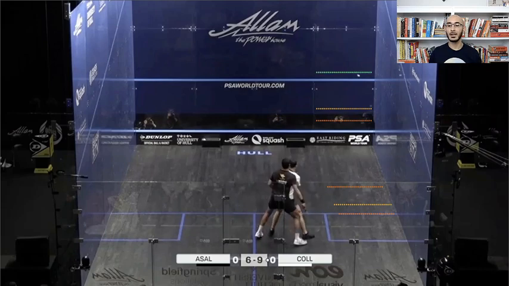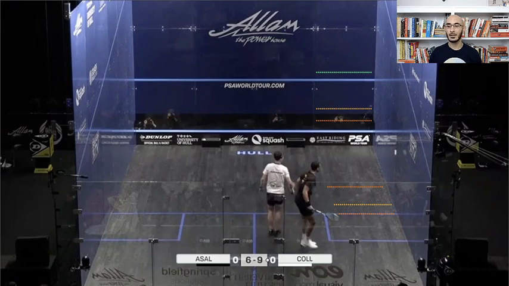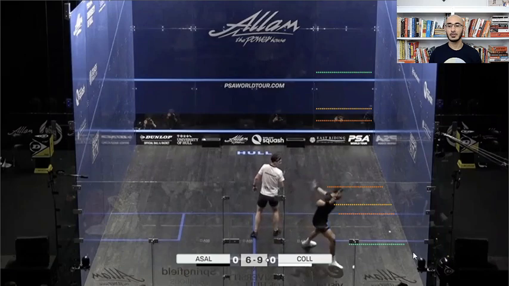And then Coll finally puts a little reset by aiming just above the service line and getting the ball to bounce just behind the service box. And now he's settled on the tee, and Asal is hitting from behind him.